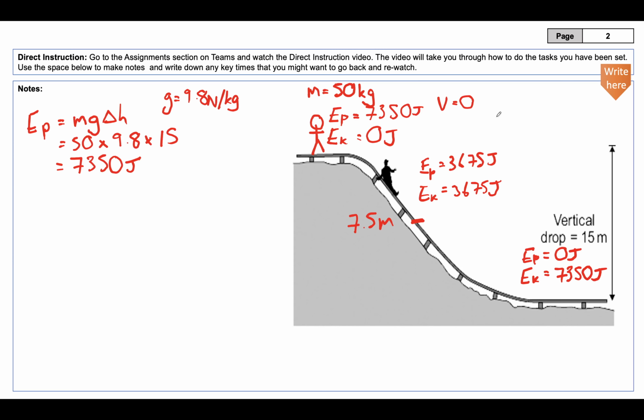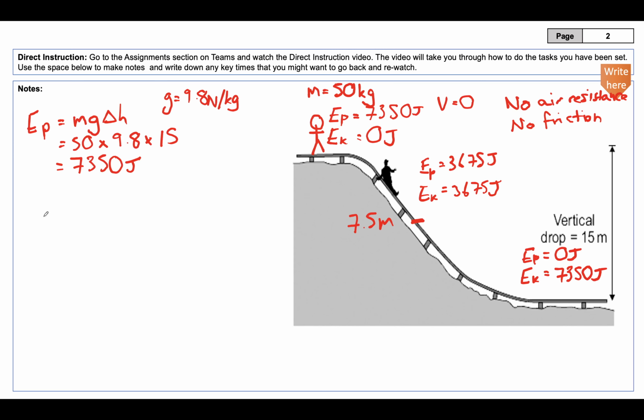Now, I'm making a big assumption here. I'm assuming that there is no air resistance. I'm also assuming there is no friction. If I start to take these two things into account, things get really, really complicated. But we'll keep it simple and we'll just assume that there's no air resistance, no friction. I can also work out something else. If I know something's kinetic energy and I know its mass, I can figure out how fast it's travelling.